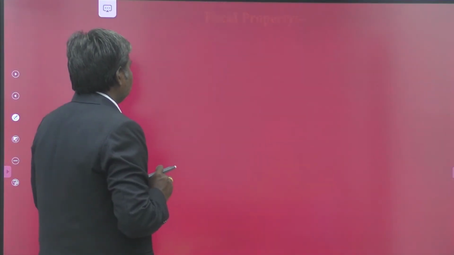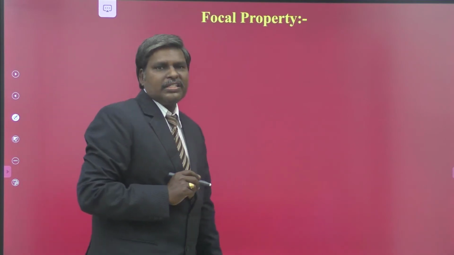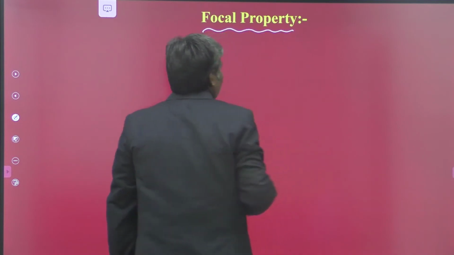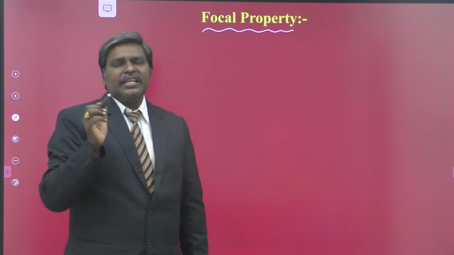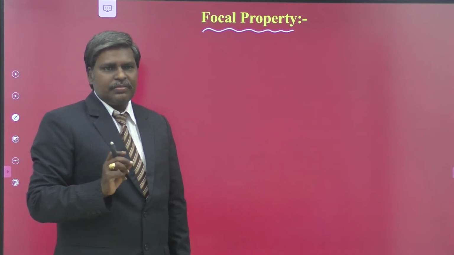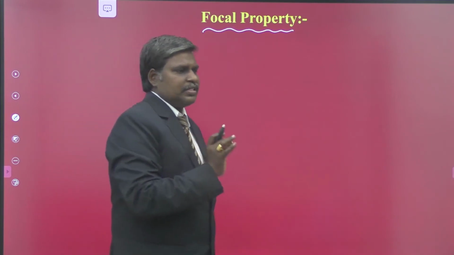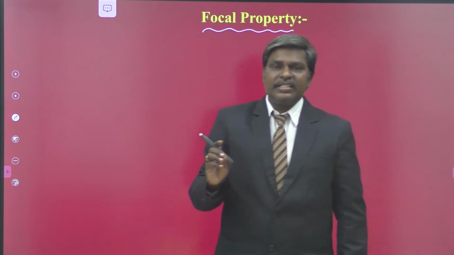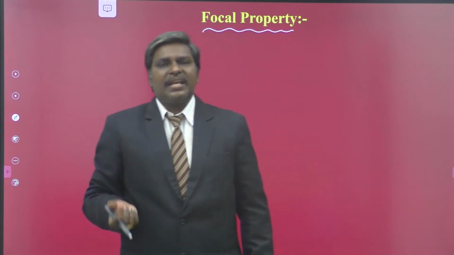Next, focal property. What is focal property on hyperbola? What is focal property of ellipse? P is any point on the ellipse. S and S dash are foci. Then SP plus S dash P is constant. That is, sum of the focal distances of any point on ellipse is constant. The constant is equal to the length of the major axis.